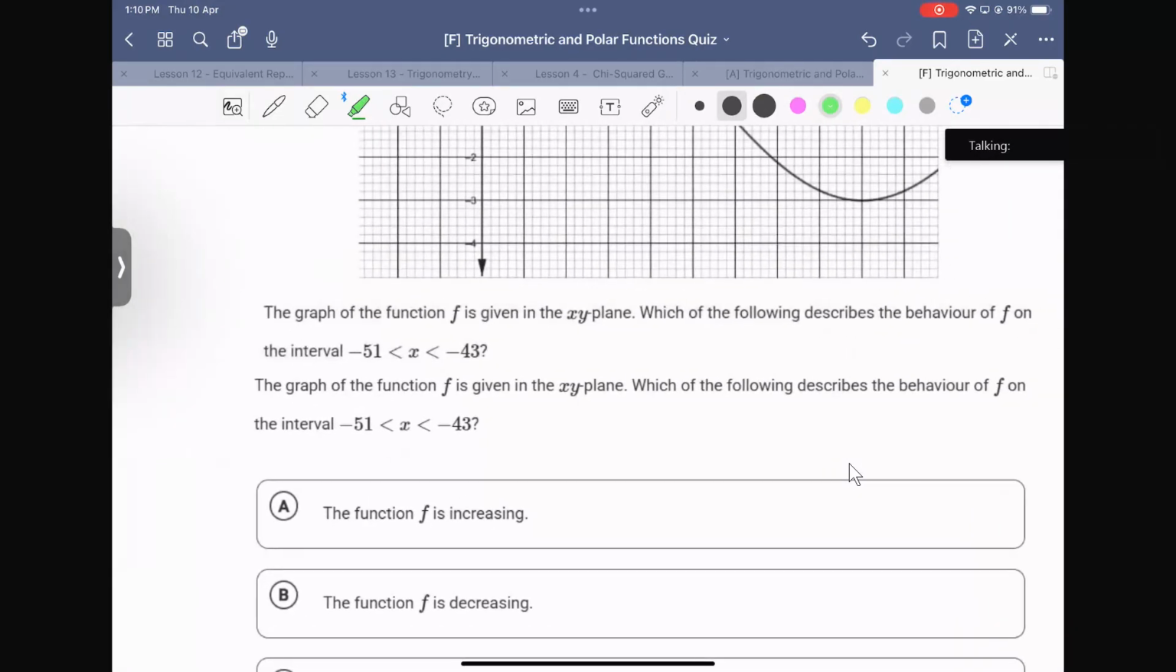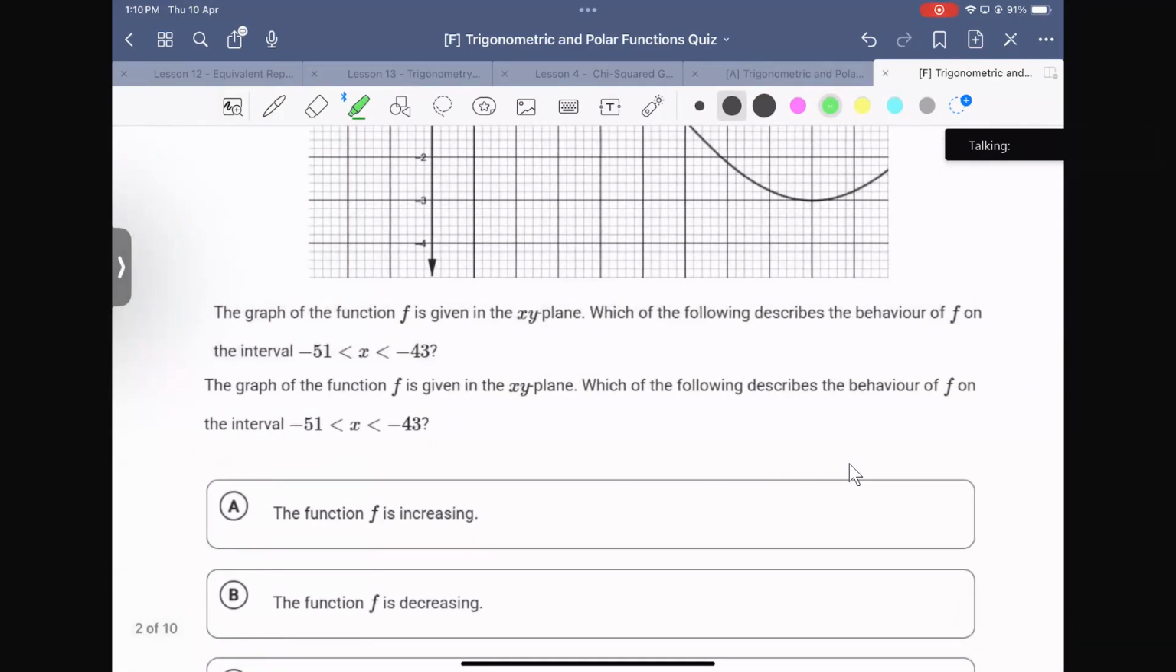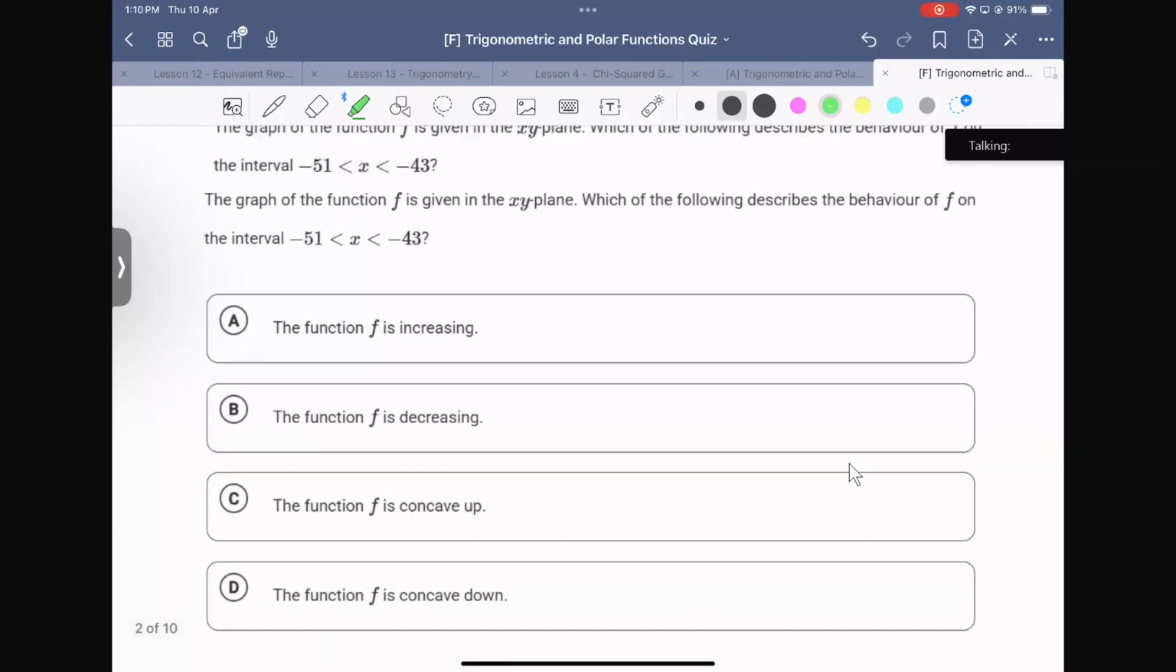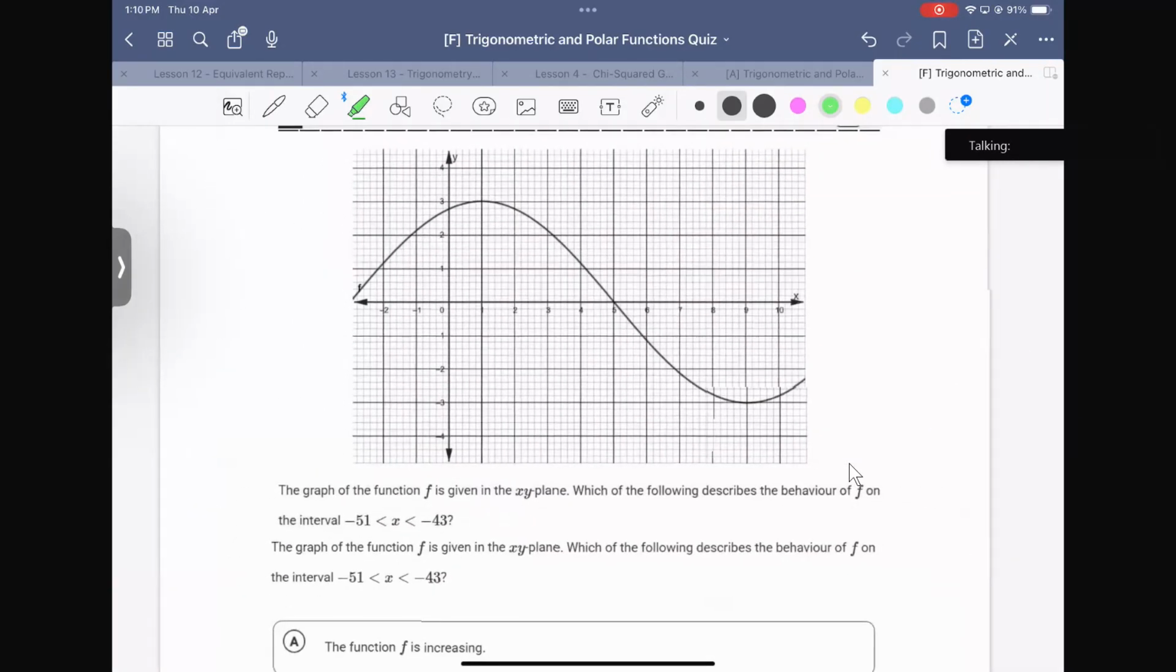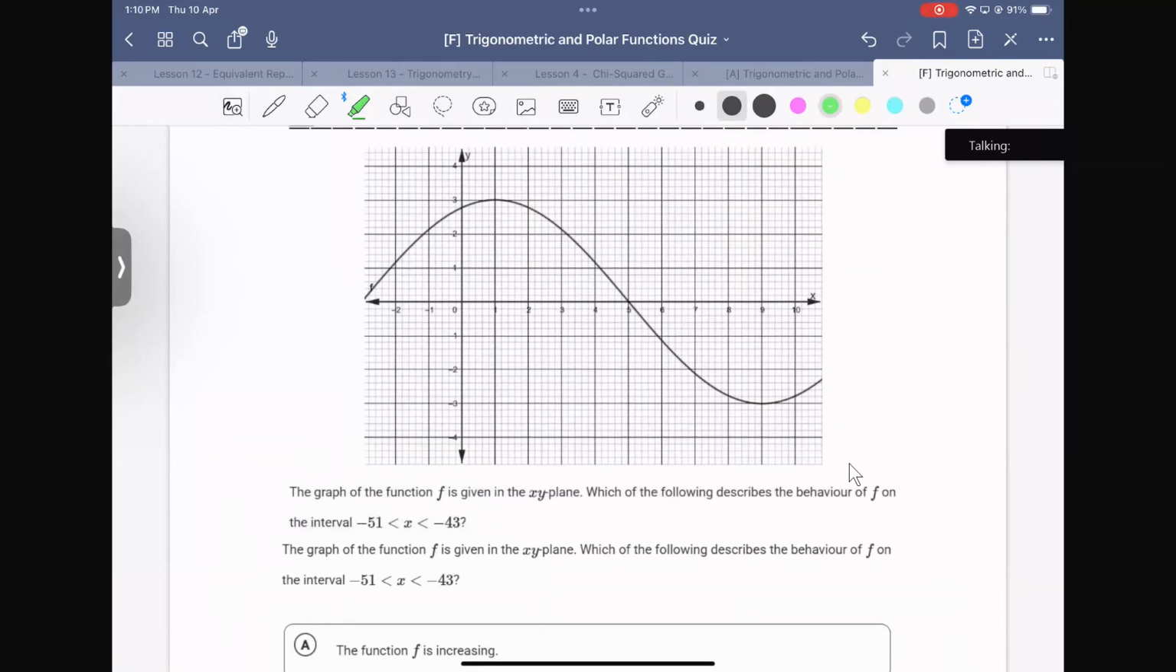Ooh, the graph of the function. All right, so there's a bit of repetition there. So what we need to do for this one is figure out what our period is. Our period in this function is going to be from here to here. There's a half period. So if this is 8, our period is equal to 16, because that's half a period.